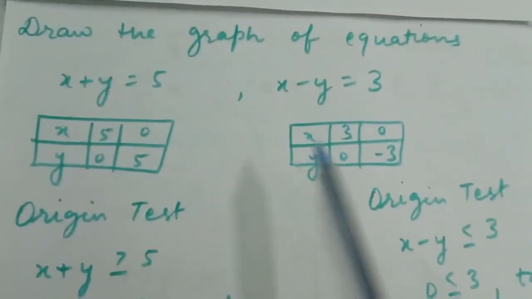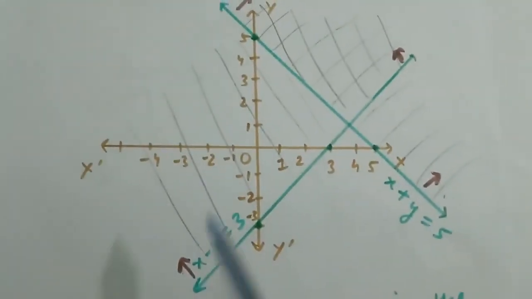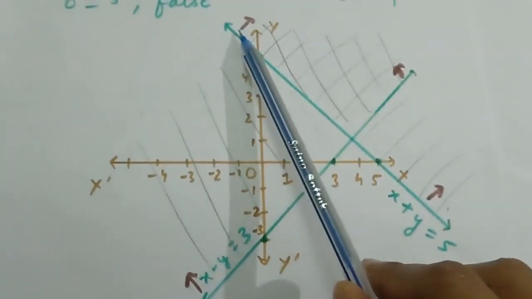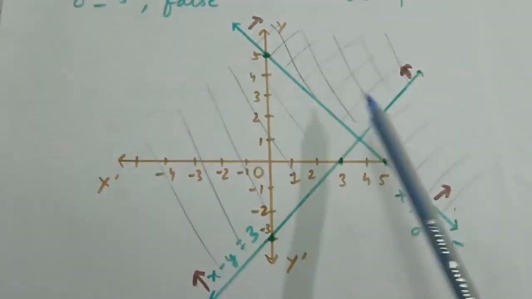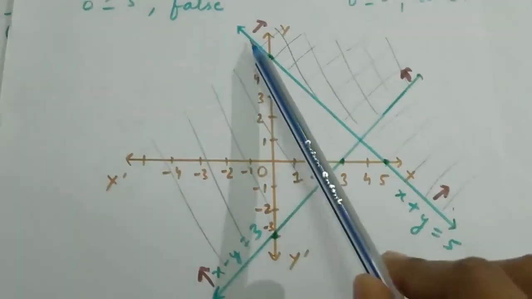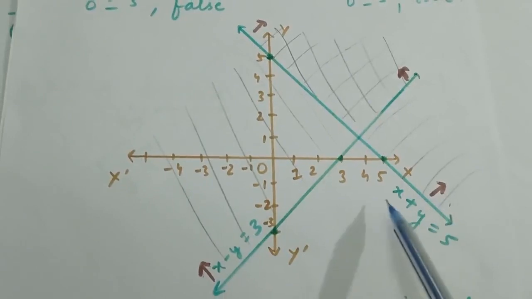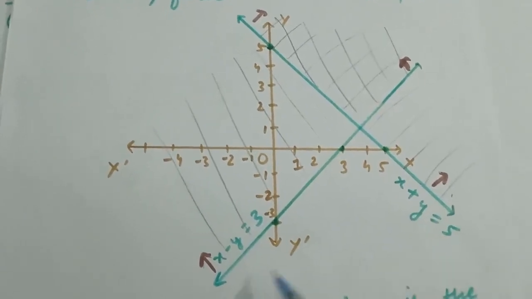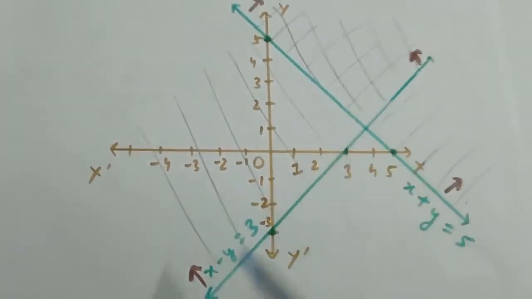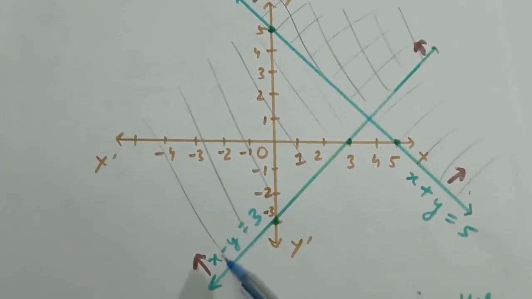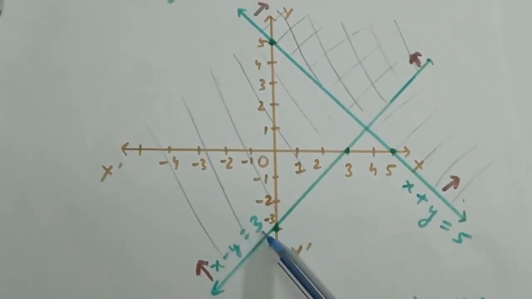So I have taken these points. So the graph will be, as equality is there in the question, so we will draw the dark lines. So this is the graph of the line x plus y equal to 5 and this is the graph of the line x minus y equal to 3.